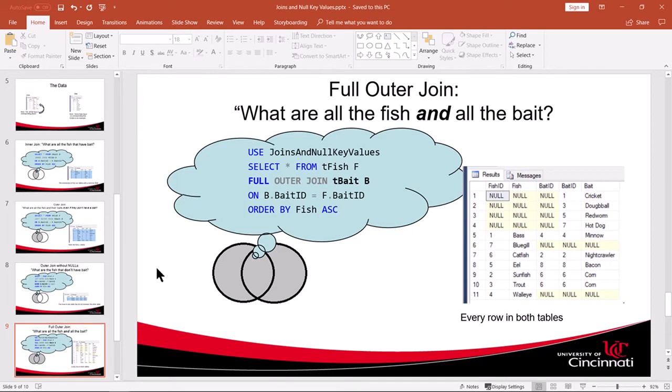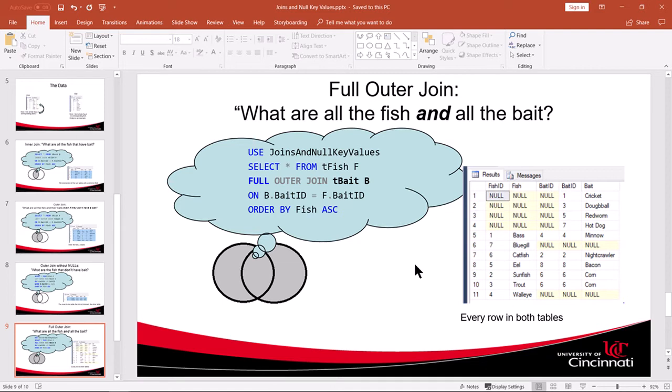On the final slide, we're doing a full outer join, which is everything from every table. We're going to get a row in the query for all the fish, a row in the query for all the bait, and you can see that the results have lots of nulls in them because there were some fish that didn't have baits and there were some baits that had no corresponding fish. So we get a lot more than just a few rows in this result set.